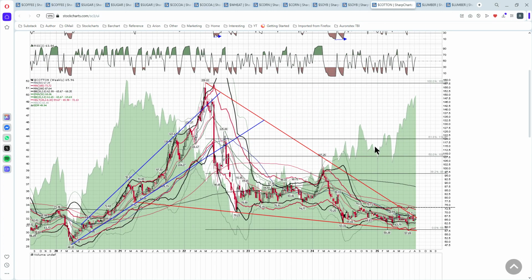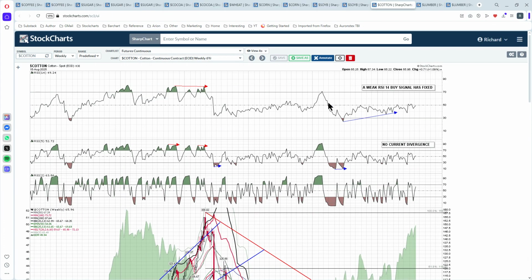Cotton, I'm thinking this might well be the start of a big run up on cotton. This is the first tiny break over the wedge resistance here. It's very, very small. It needs to follow through to the upside, but if it does, then we've already got a double bottom here. Sustained break up over about the 73.25 area, we'd look for a target up here in the 87.5 to 90 area. I would really like to see that happen. It's very, very overdue. So waiting to see if that delivers. We do have a weak RSI 14 buy signal fix.